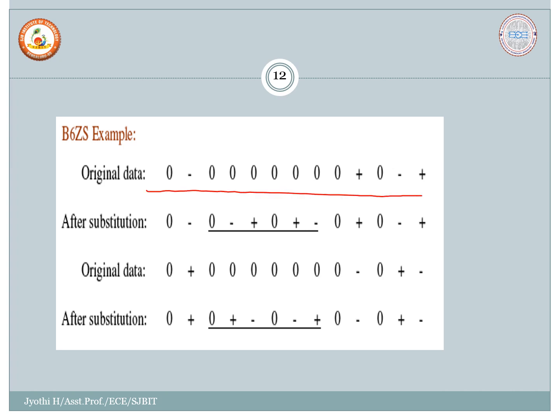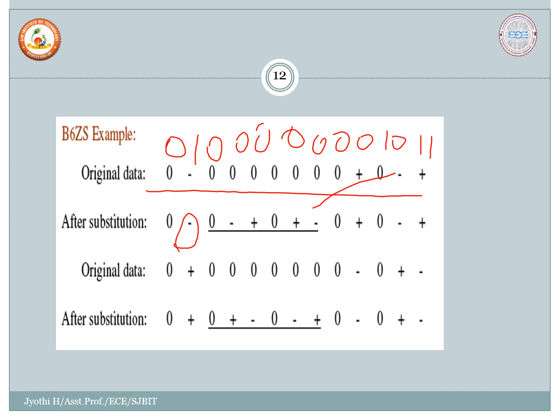So 0 0 1 followed by 6 zeros, followed by 7 zeros. Okay, so 1 0 1 1. This is the bit stream. So the original data is going to be converted to a bipolar line coding. So after substitution, since we have considered it as negative, the code is 0 minus plus 0 plus minus. So before, if you consider the positive, this becomes 0 plus minus 0 minus plus. Okay.